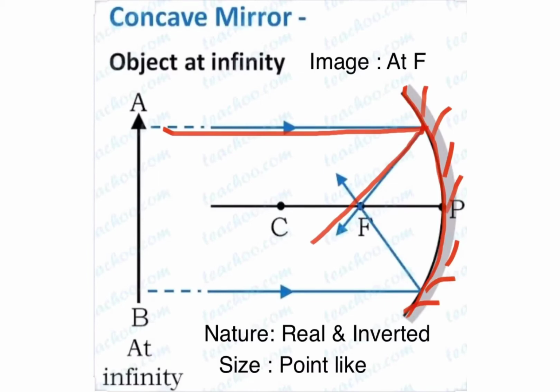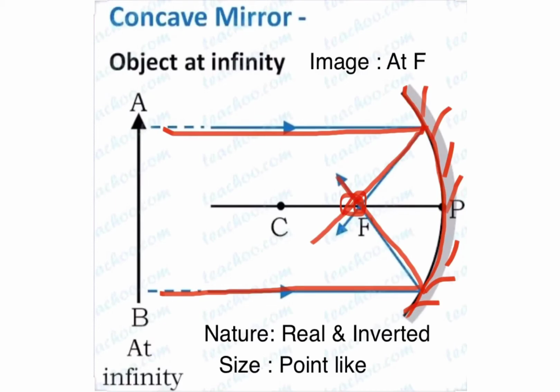Similarly, we will consider another ray which is parallel to the principal axis. So this is the ray which is parallel to the principal axis, and you can see that after reflection it is passing through F. So here both the reflected rays are meeting at point F. So the image of the object is formed at point F, and you can see that it is point-like.